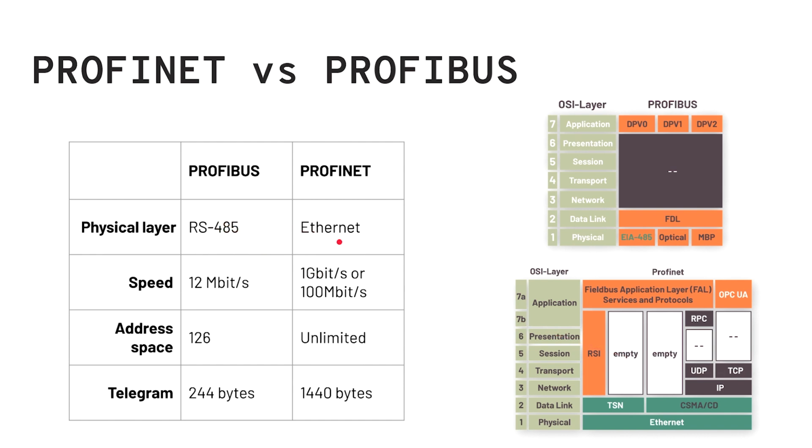So the physical layer is different, speed is different. Profibus goes up to 12 megabits. Profinet has the Ethernet limits that can be either 1 gigabit or 100 megabits. Profibus can address up to 126 devices and the main client, 127. With Profinet, you can have any number of devices. And Telegram is your standard packet. In Profibus it's smaller, 244. In Profinet it's a bit bigger, but with those speeds, you don't really worry about bigger standard packet sizes. So these are the differences between the two.